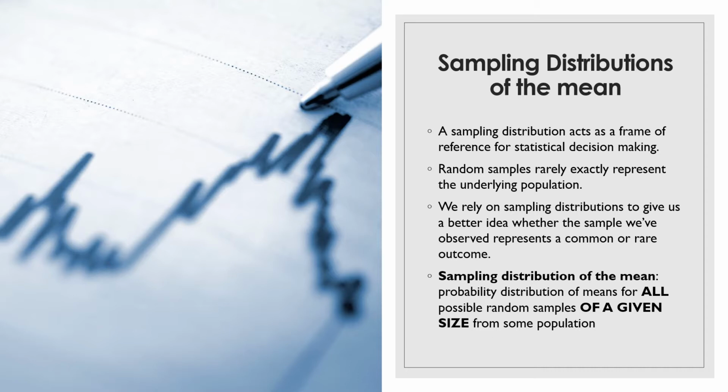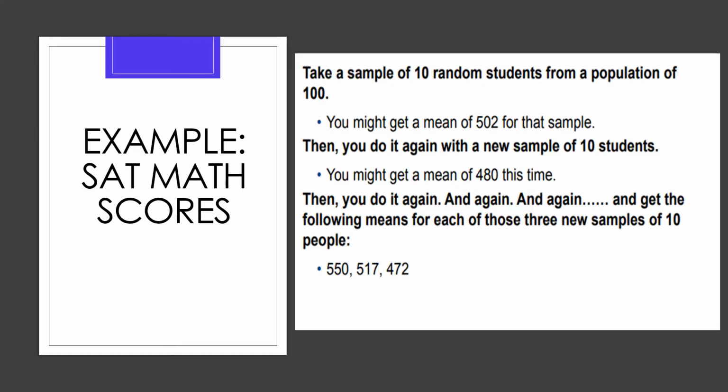Basically what we're going to do is take a whole bunch of samples. We're going to use those samples and plot them, make a distribution, find the mean of that, and then put all the means together. So I'm going to give you an example of what that looks like. Here are SAT math scores. We're going to take a sample of 10 random students from a population of 100. So you might get a mean of 502 for that sample.